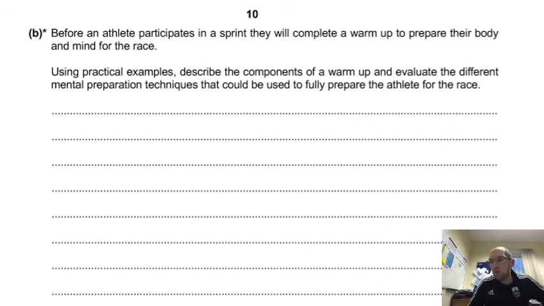So we're looking for the components. Pulse raiser, an exercise that increases heart rate, e.g. jogging on the spot. Mobility, an exercise that takes joints through a full range of movement, e.g. arm swings or hip circles. Dynamic, an exercise that involves a change of speed and direction. Stretching, an exercise that increases the range of movement to reduce injury.